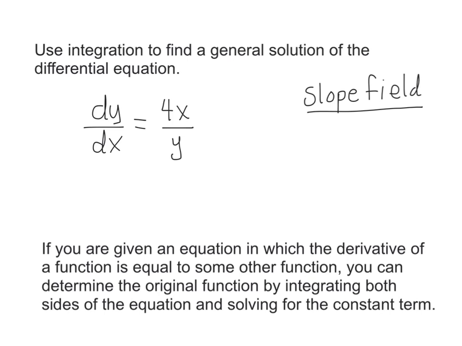If we're given an equation in which the derivative is equal to some other function, so you can see it right here, then you can determine the original function by integrating both sides of the equation and solving for the constant term. So, plus c.